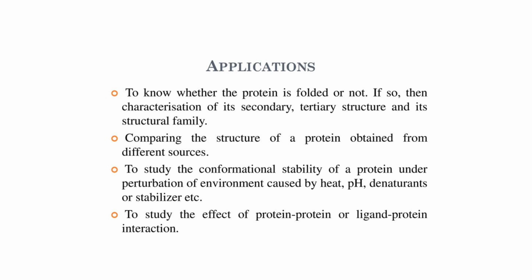Circular dichroism spectroscopy has several applications. It's used to know whether the protein is folded or not, and if so, then its secondary and tertiary structure are characterized and its structural family is identified. And then it's used to compare the structure of a protein obtained from different sources.